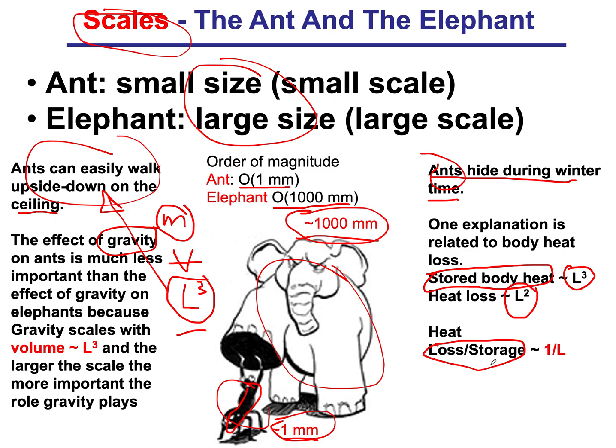So if I look at the loss to storage for an ant, it's 1, while for an elephant it is 1 over 1,000. So the ratio of an ant's heat loss to storage is 1,000 times larger than an elephant's. It doesn't have that heat capacity to store body heat, just because it has a small mass, so it can lose its heat extremely fast in the cold weather, and that can affect its survival.